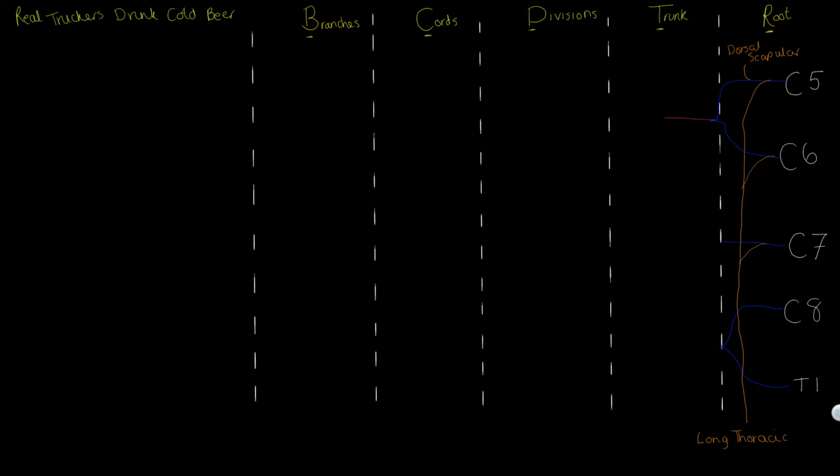3 trunks are formed from the union of roots C5 and C6, root 7 and roots C8 and T1. These trunks are called the superior trunk, the middle trunk, and the inferior trunk. The superior trunk is unique as it is the only trunk that branches to produce nerves. The first is the suprascapular nerve that innervates the supra and the infraspinatus, whilst the other nerve from the superior trunk innervates the subclavius.